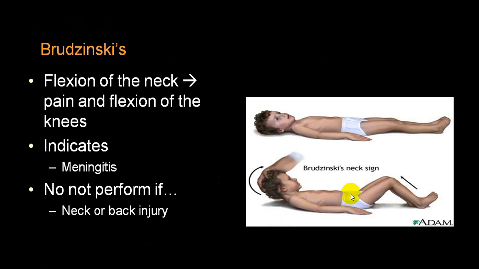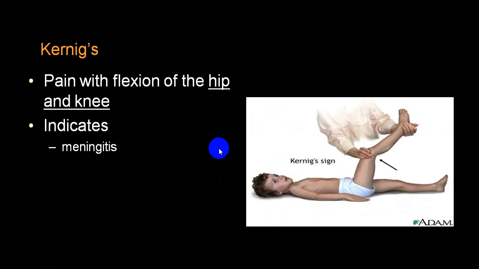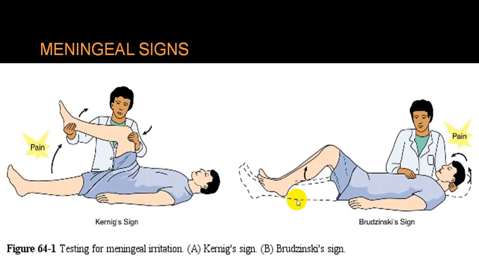Brudzinski sign means when you flex at the neck, there will be flexion at hip and knee. That is Brudzinski. And in Kernig, flex at hip, flex at knee and extend at knee, there will be spasm of the muscle and the person will complain of pain. That is Kernig sign. So Kernig and Brudzinski signs are very, very important.